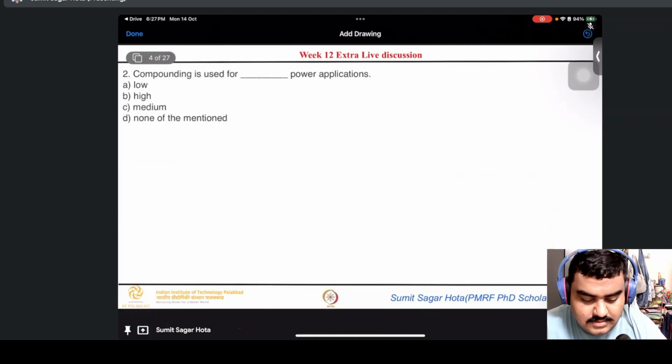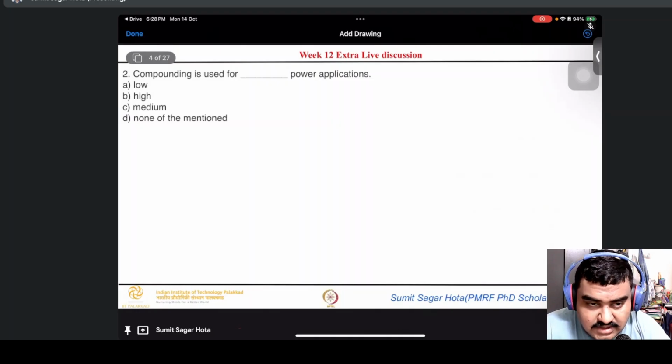Then, compounding is used for dash power application. Compounding is always applicable for what? High power requirement. Where there is high power requirement, there only we will go for compounding.